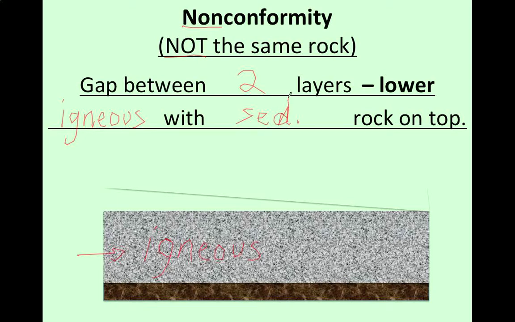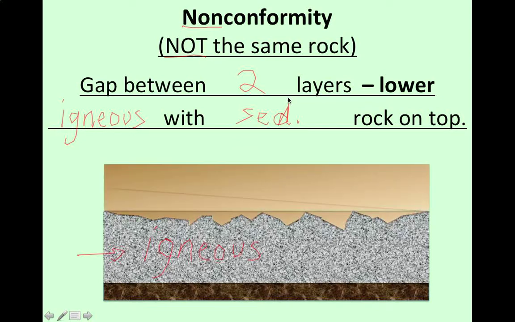So again, special effects, erosion comes in, removes part of the layer, then over time the new sediment piles in on top, showing the unconformity here as the dark wavy line. Again, because igneous on the bottom, sedimentary on top, this is classified as a nonconformity.